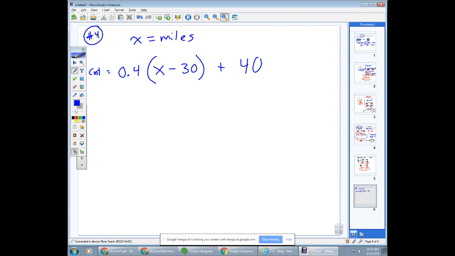Yeah, so if you went 50 miles, you plug it in. First you take off the 30 they gave you, 30 miles, and then for the extra 20 miles, they're charging you 40 cents a mile, plus they're charging you $40 no matter what. Right, so these are my dollar amounts, and these guys are miles.